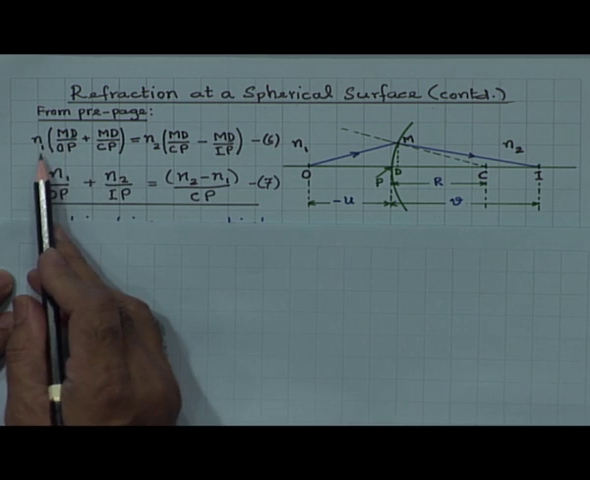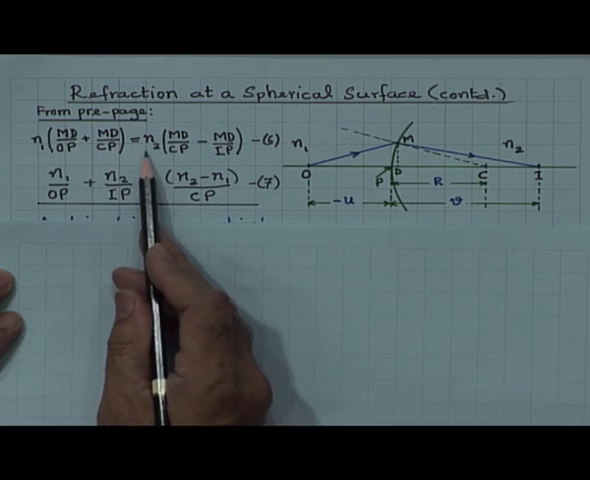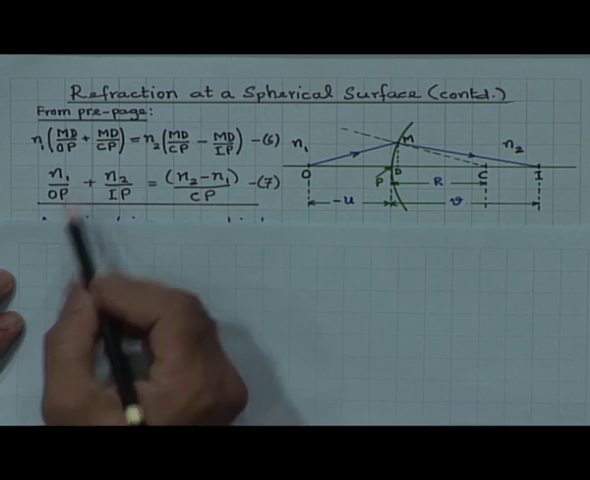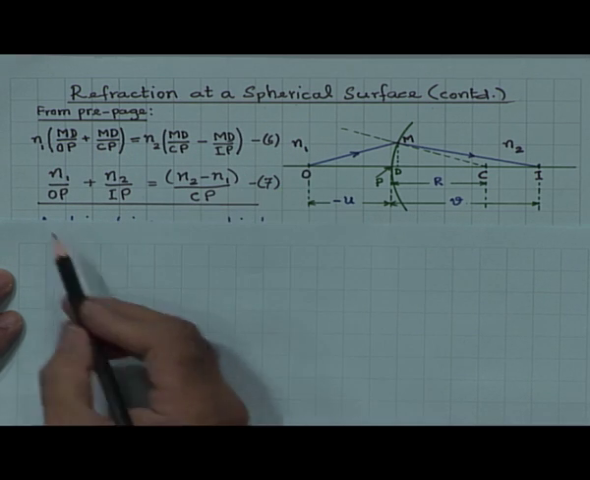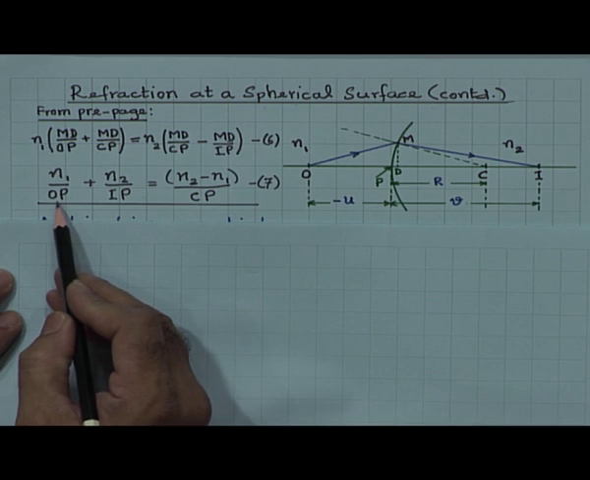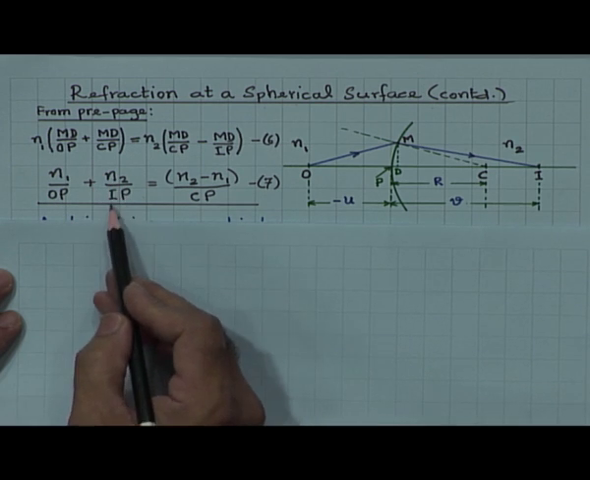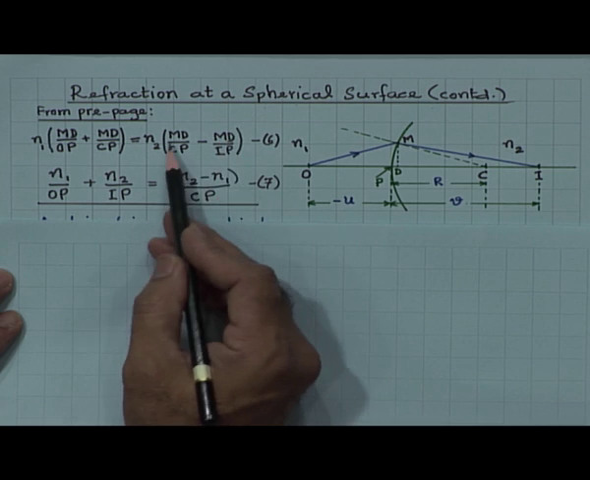From the previous page we have n1 into I is equal to n2 into r, and m d is common throughout. So, this m d goes off, and therefore, we are left with n1 by O p plus n2 by I p. So, this part, that is m d, has gone.